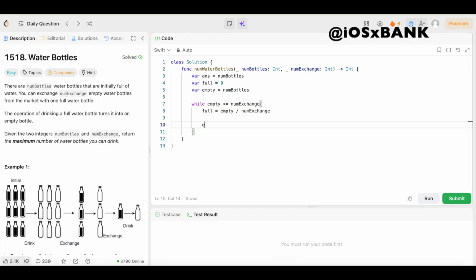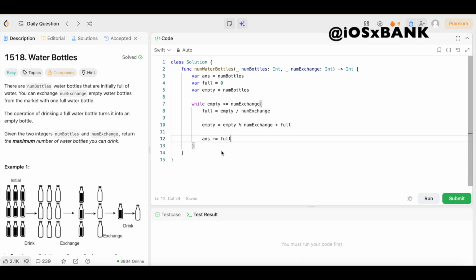So we're going to say empty equals empty mod numExchange plus full. Boom. Then we're going to add the newly obtained full bottles to the total consumed count by coming underneath that. We're going to say ans plus equals full. And then finally, we need to return the total number of bottles that have been drunk by coming right here. And all we have to do is say return ans, y'all. That should be all she wrote.